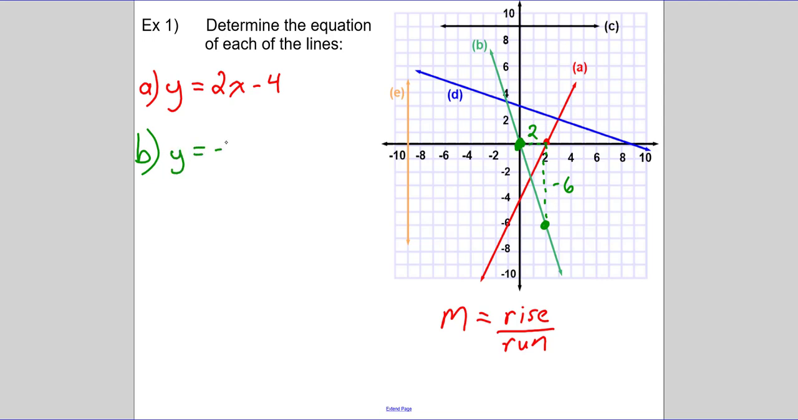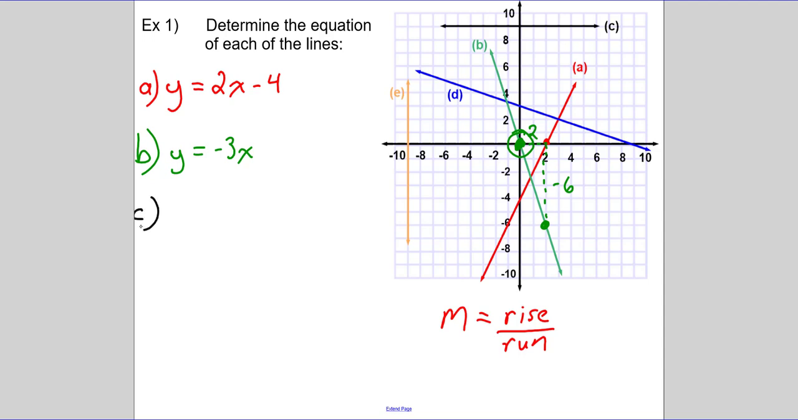So y equals -3x, and then again we can look for our y-intercept. Well, in this case the y-intercept is the origin itself, so that would be 0, which means I don't need to write anything. The b value is 0, so the equation is simply y equals -3x.